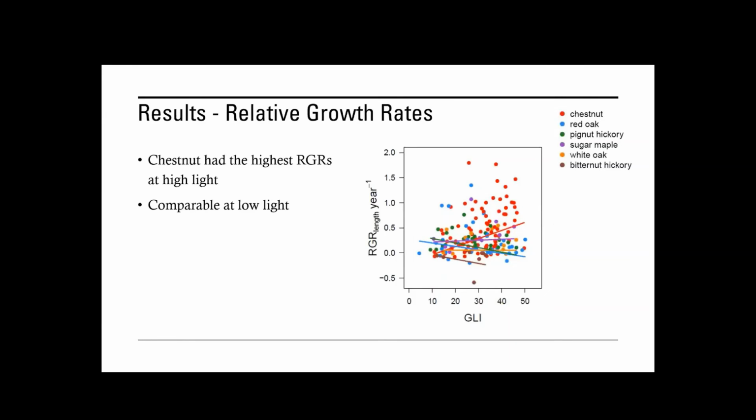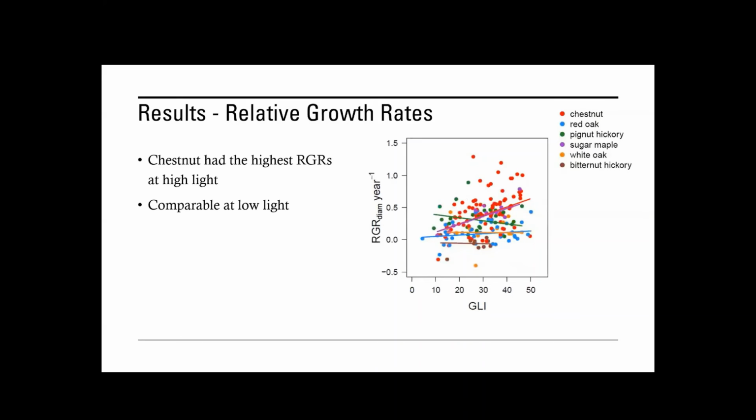So we now take a look at some of our results. Here we have relative growth rate results. You can see the relative growth rate of stem length on the y-axis and GLI on the x. At low light, there is comparable growth between all species. However, as GLI increases, you see the RGR of chestnut in red increasing much more than other species. These others showed very little change across our light gradient.